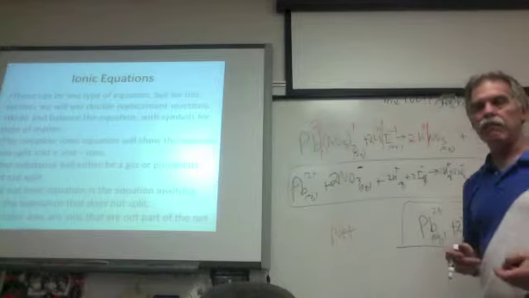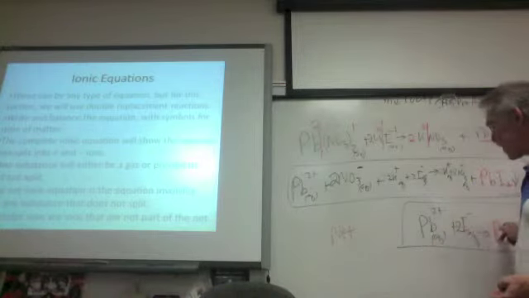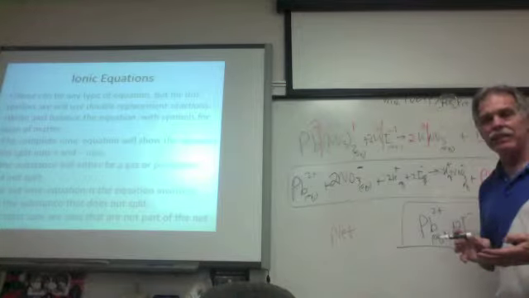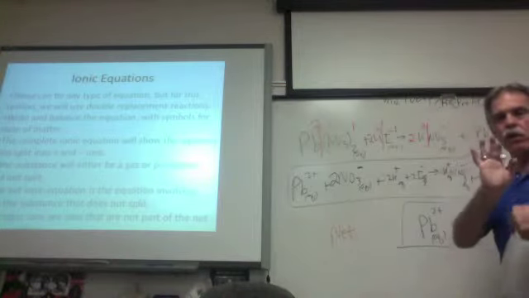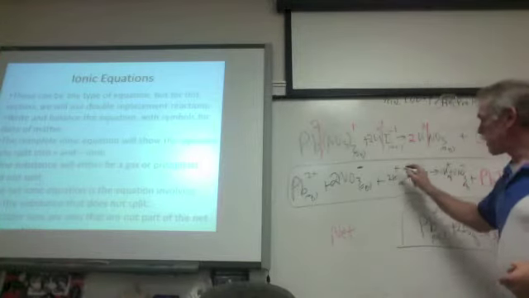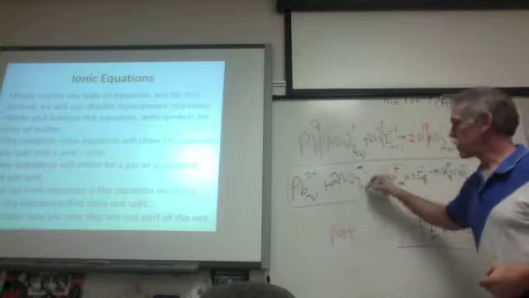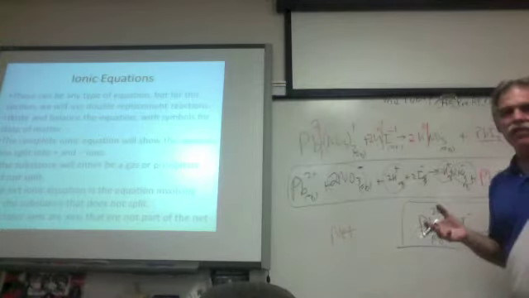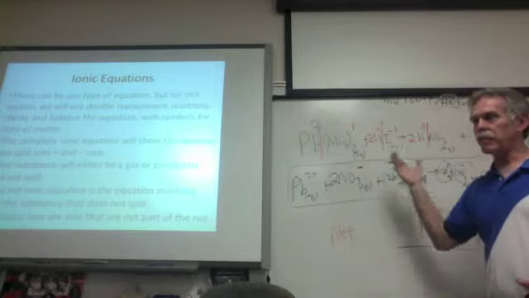Final thing is to identify the spectators. Anything not in the PbI2 in this case, anything that's not the up arrow or down arrow or gas, in this case it's a down arrow precipitate, would be the K and the NO3. And the NO3 and the K, they don't change. They're the same on the left as they are on the right.